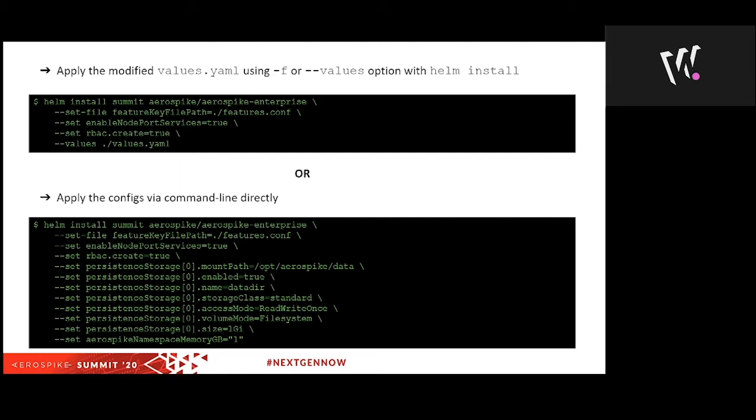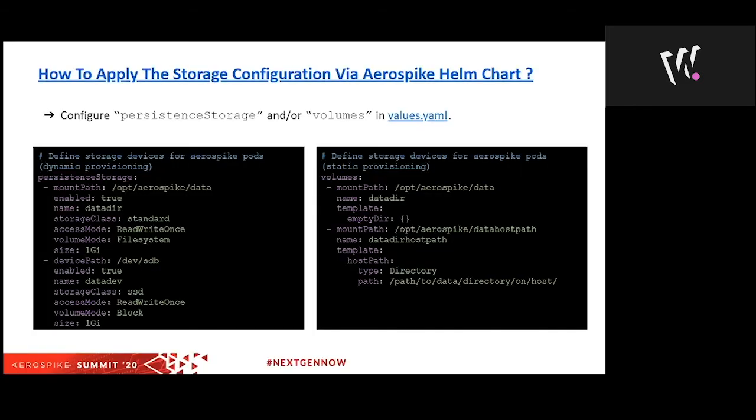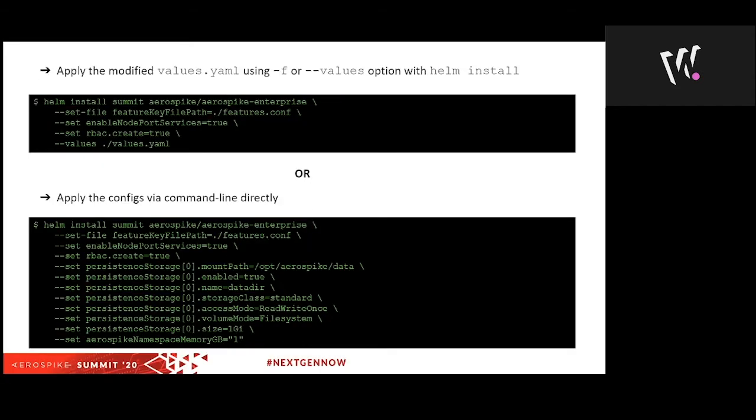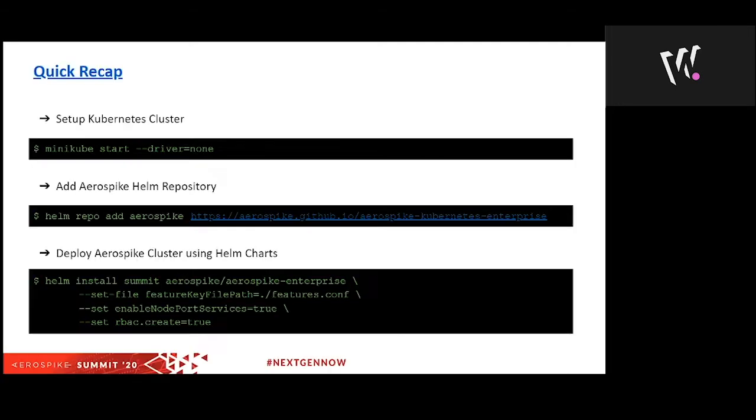And you can also do the entire thing on the command line, since it's an array, so it's a list of volumes which is given as input to the persistent storage. So you have to do something like persistent storage of 0, persistent storage of 1 on the command line. So it's better to use the values.yaml file rather than writing a huge command. So that's about the storage configuration.